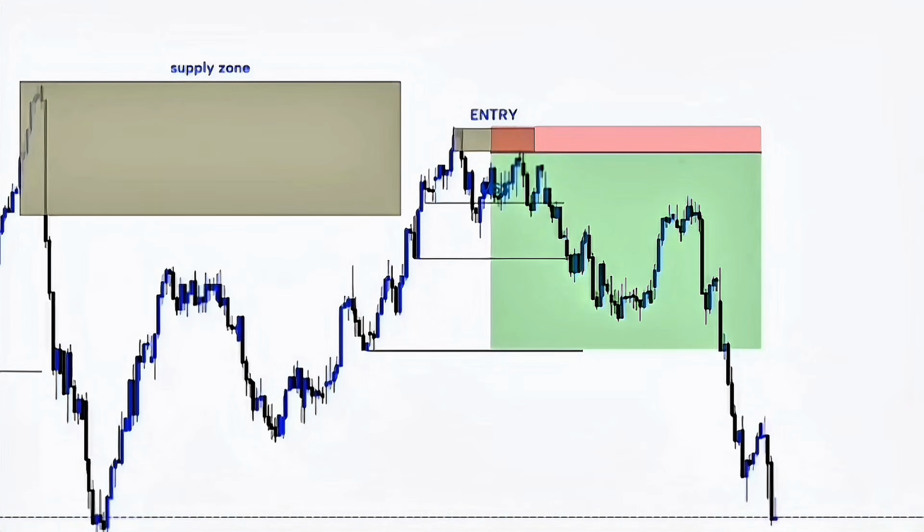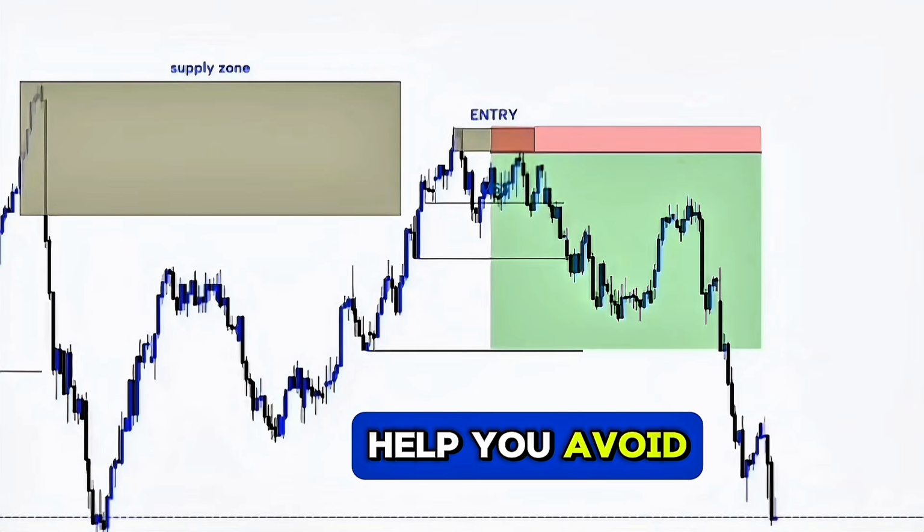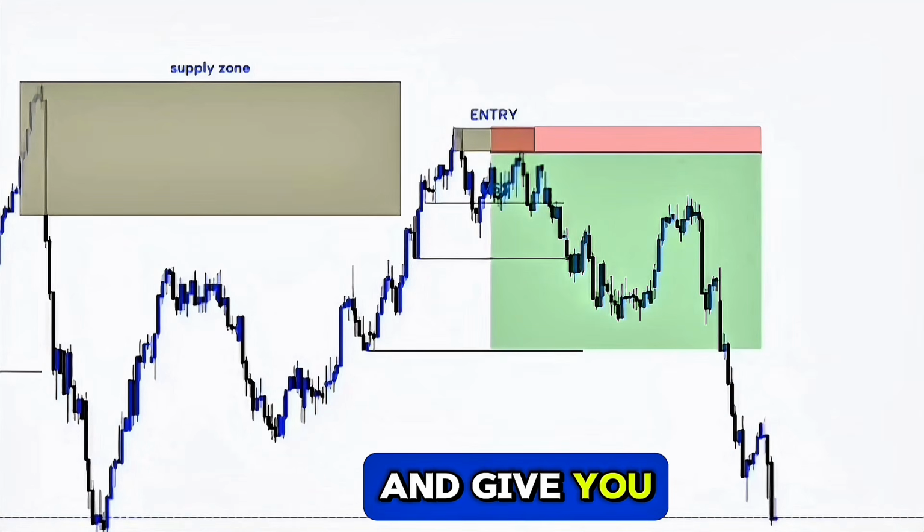This is why I prefer waiting for confirmation instead of entering as soon as price reaches my higher time frame POI. Will this setup win every time? No strategy does, but it can help you avoid many low quality entries and give you much better risk to reward opportunity over time.